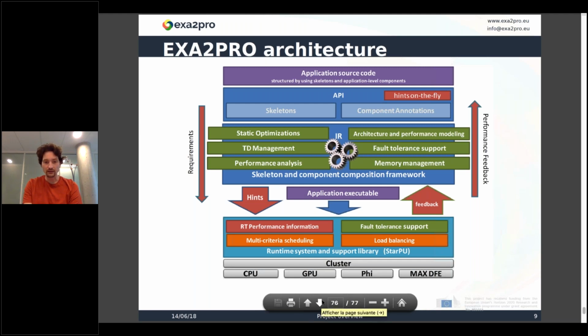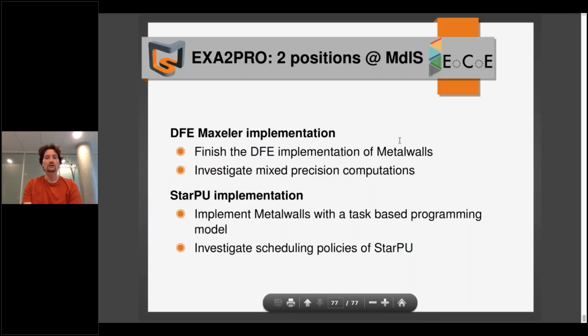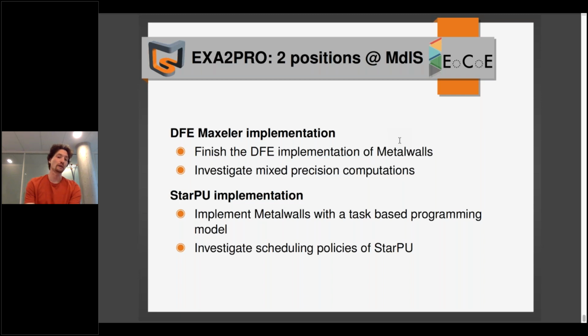Maison de la Simulation and myself are involved in this project, with Metal World as a use case in order to evaluate the kind of solution that will come out. The idea is to finish the Maxeler implementation and investigate mixed precision computation. So we will have a 2 years position for that, and another 2 years position to make a StarPU implementation of Metal World, investigating scheduling policy.